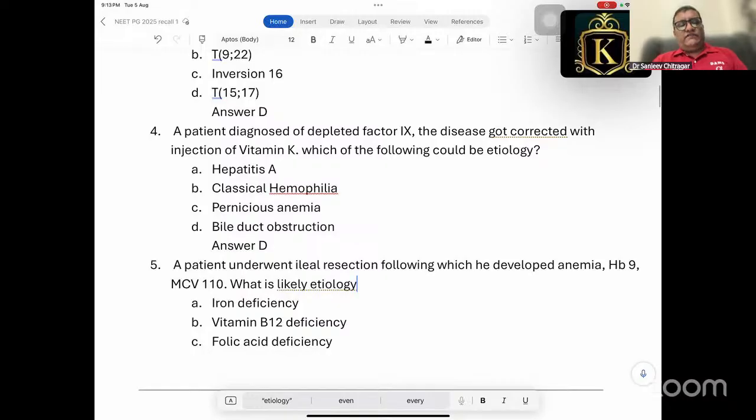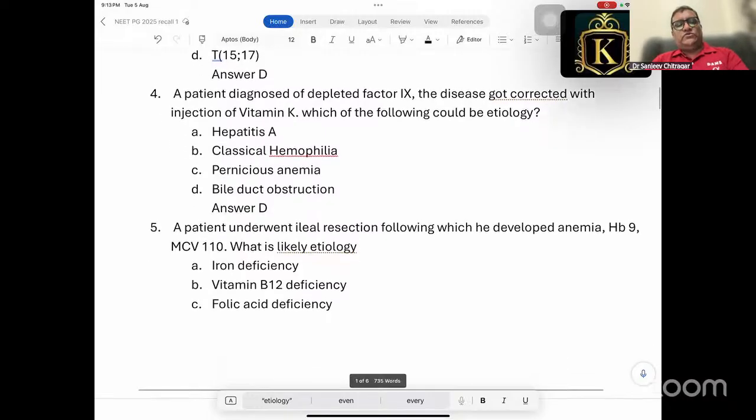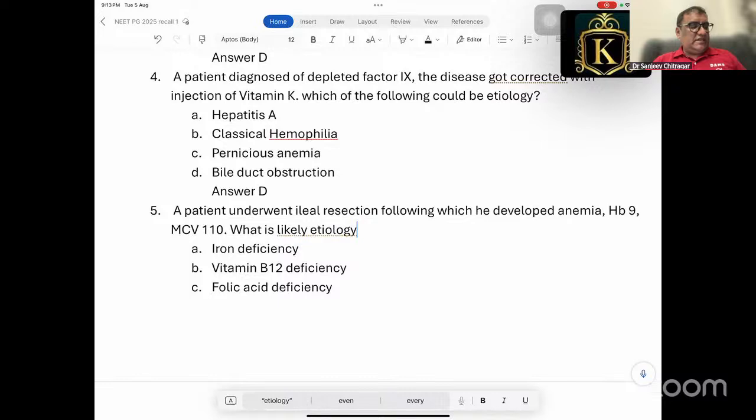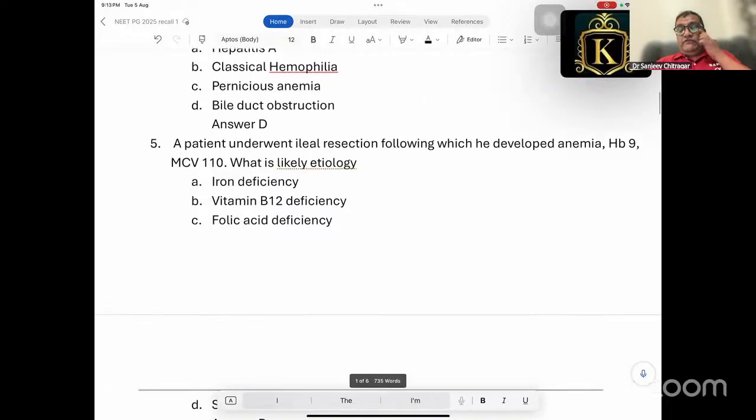Ileal resection, definitely nothing more to think about. Answer is what? Iron deficiency, isn't it? Not iron, ileal resection, sorry. B12 deficiency is the correct answer here, right? Yeah, we discussed it so many times.